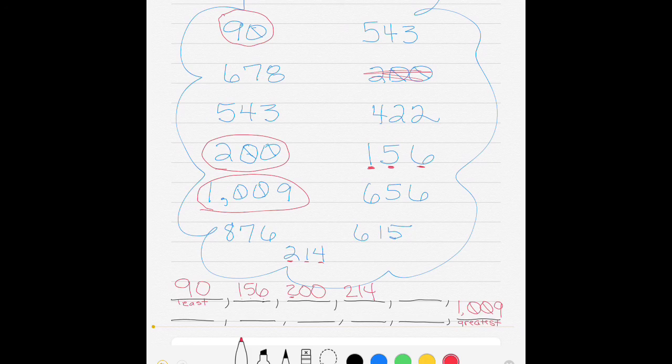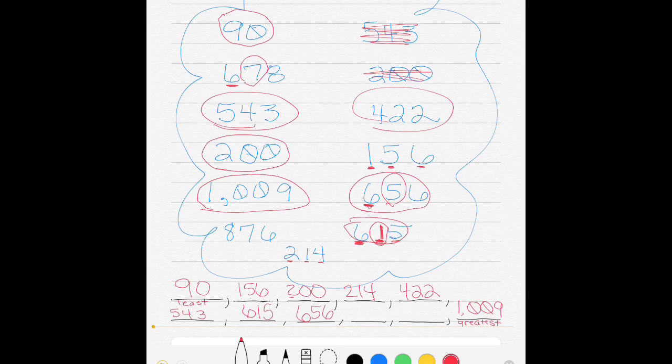Now 214, 422, 543, 615. I have three numbers that start with 600, but 615 would be next. Then 656, 678, and 876.